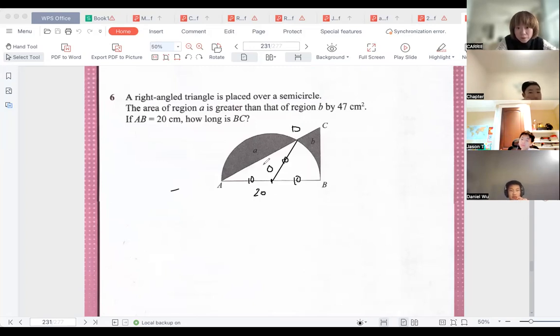We know A is bigger than B by 47. So if you take a look at the whole thing, you see the white part, they share it commonly. So that means semicircle minus right triangle equals 47 as well. Don't you get it? Because A is bigger than B by 47, this whole thing should be bigger than this whole thing by 47 as well, because they share the white part evenly. Correct, Jason?